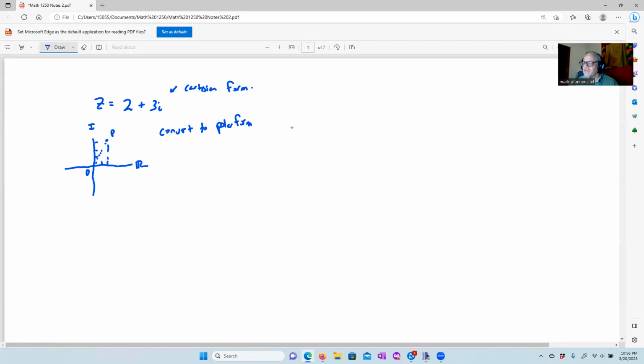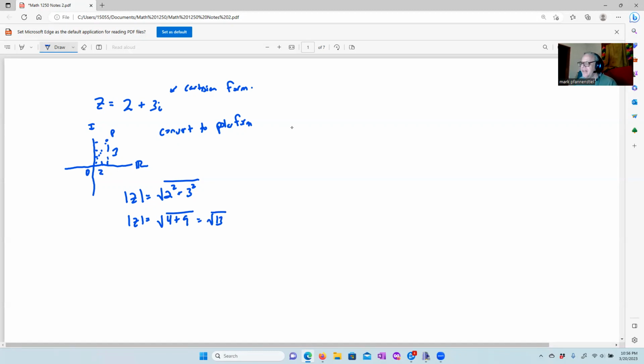So notice we have a triangle. We have a side here of 2 and an opposite side here of 3. So we can use the Pythagorean theorem and ask what's the distance between the origin and point P. That distance, or the absolute value, or the modulus of z, is equal to the square root of 2 squared plus 3 squared. So the absolute value of z is equal to the square root of 4 plus 9, which is the square root of 13.